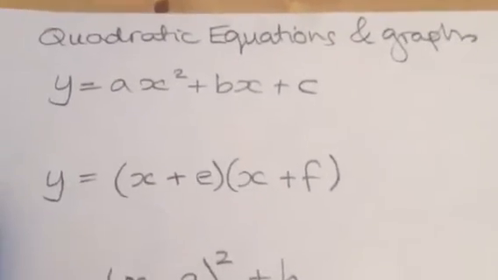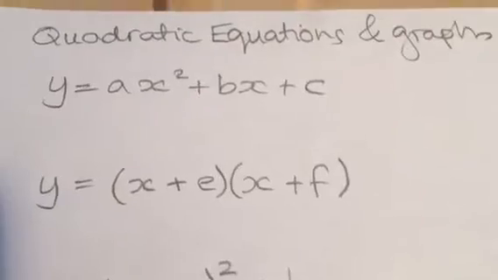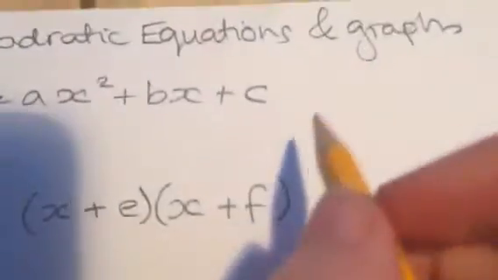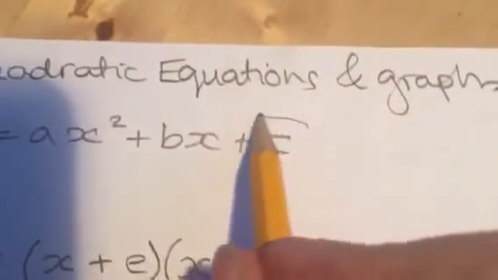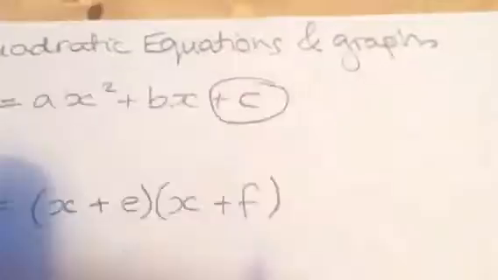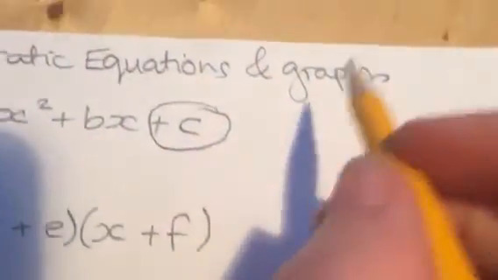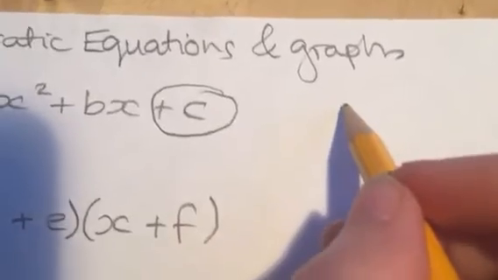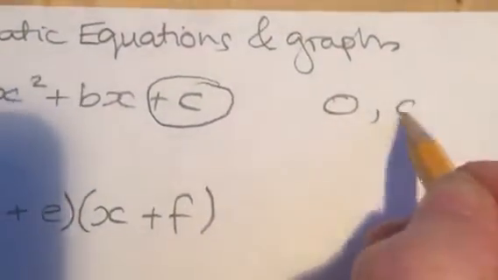So looking first of all at y equals ax squared plus bx plus c, the key thing that links to the graph is this value here, c, and that will tell you where it cuts the y-axis. So it will cut the graph at the point (0, c).